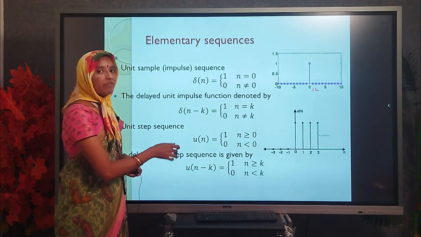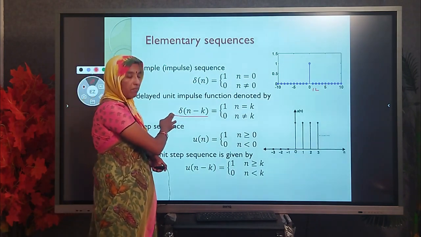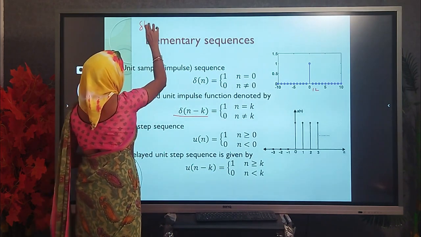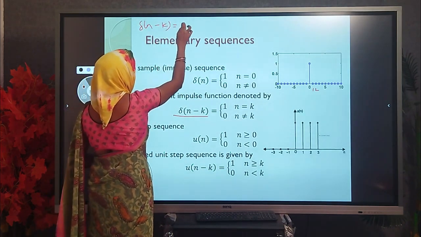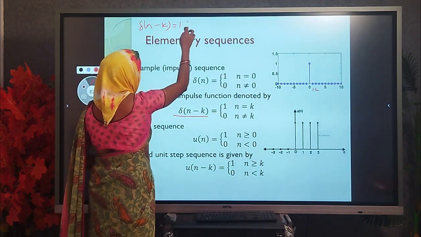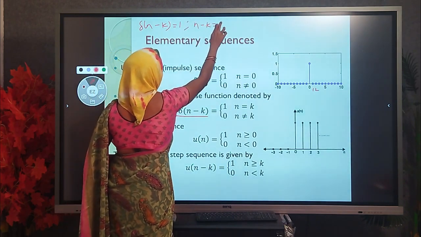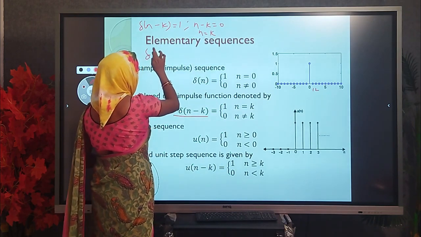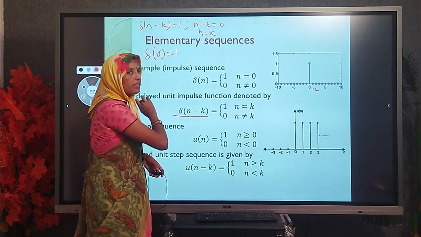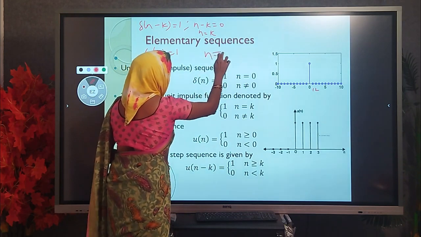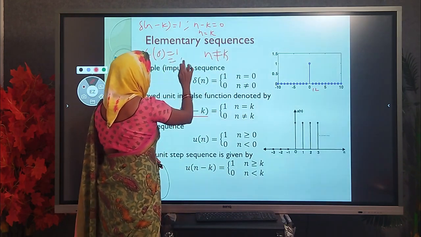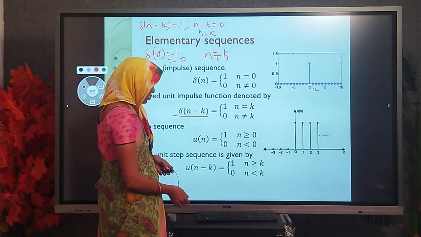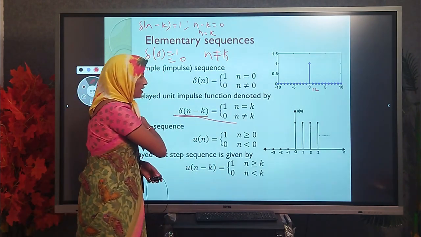And the delayed form of the unit impulse is given by delta of n minus k, where this function exists: delta of n minus k equal to 1 where n minus k is 0, means n equal to k. N equal to k means simply we will get delta of 0, that value is 1. If n is not equal to k, that value is 0. And the delayed impulse is represented by delta of n minus k.